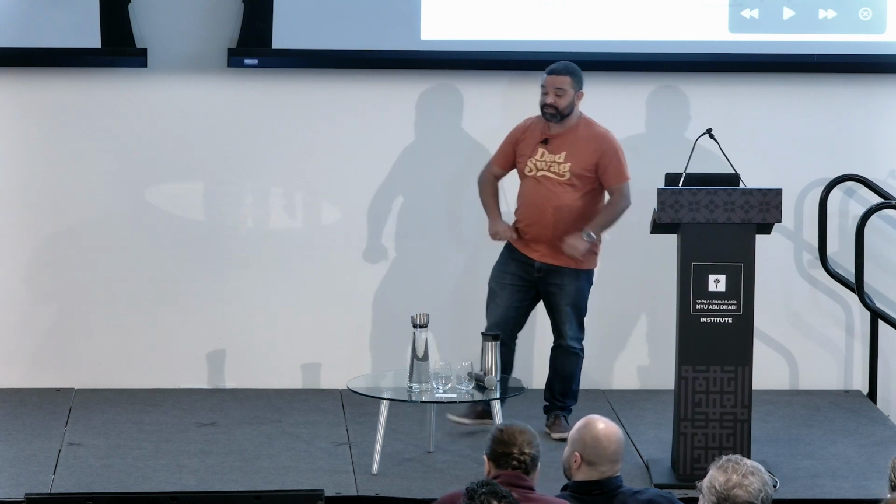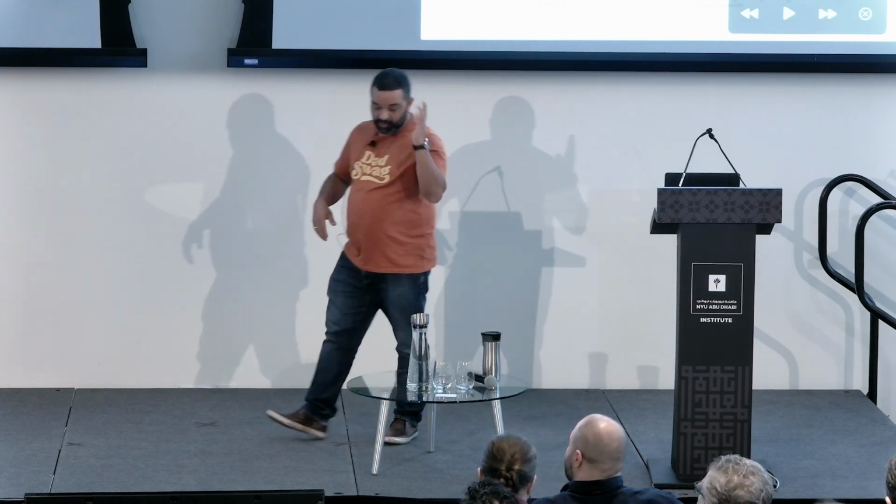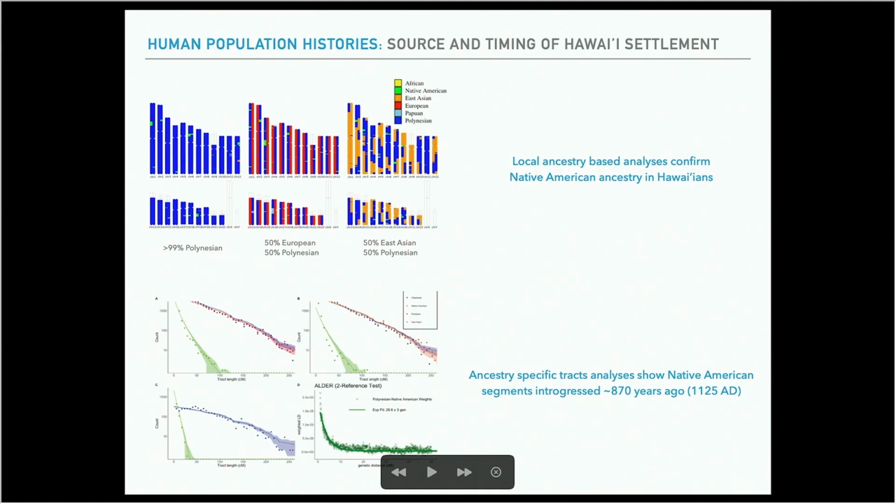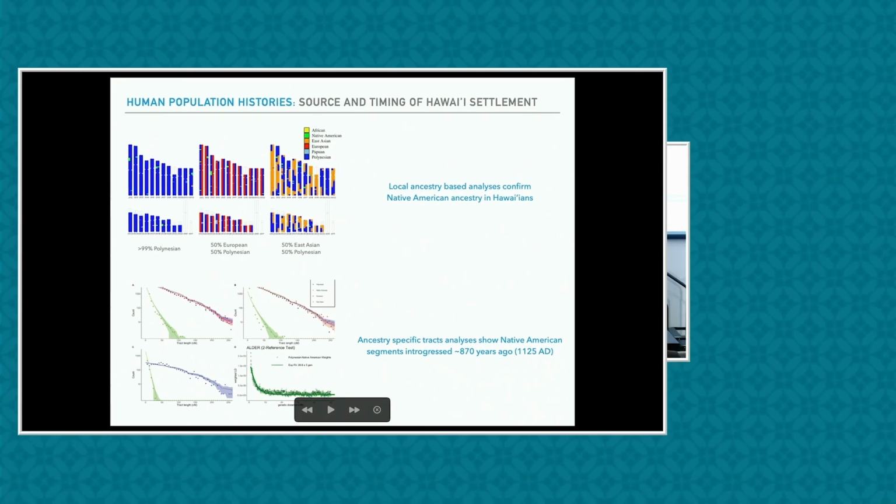So in the plot on the top, the one that has mostly blue is a karyogram of the human genome, autosomes. The karyogram with lots of blue indicates this is one individual with a lot of Polynesian ancestry, more than 99%. In the middle is an individual that has 50% ancestry from Europe, shown in red, and 50% ancestry from Polynesia. The one on the right is a karyogram of an individual that has ancestry from East Asia and Polynesia.